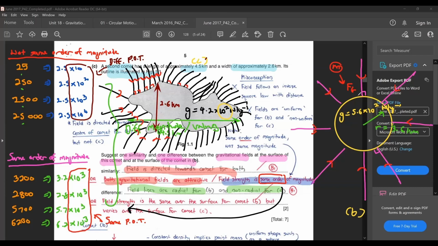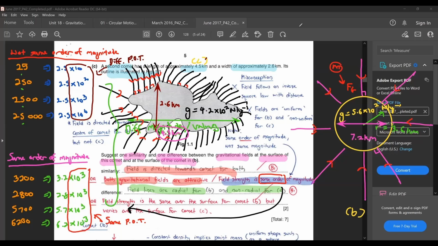Now in the first place, why would I say that they are same order of magnitude? Now this one you have to look at the size of your comet. If you look at the size of your comet, this one is about 7.2 kilometer diameter in terms of the diameter. And then this one here was 4.5 kilometer. Okay, size-wise, they are the same.